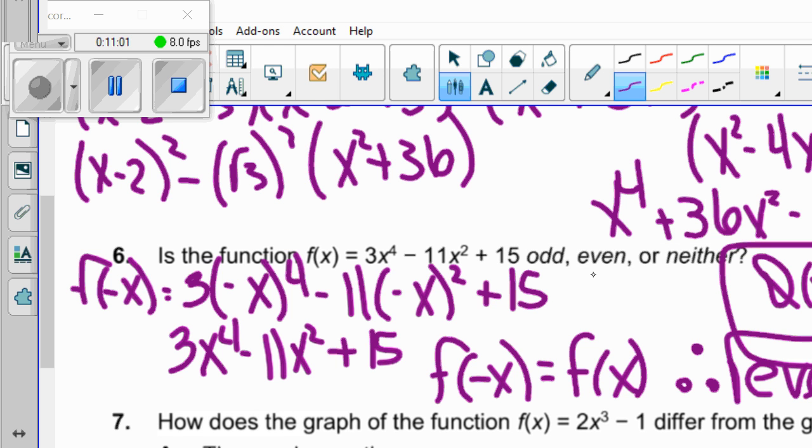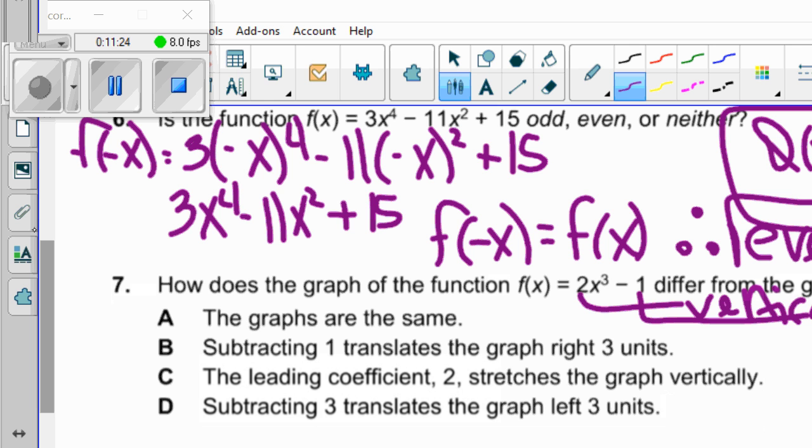Number 7, how does the graph of the function f of x equals 2x cubed minus 1 differ from the graph of its parent function? Well, I know that that 2 is going to be a vertical stretch, right? So this is a vertical stretch. So I'm just going to write down what I know and then check for my answers. I know this minus 1 goes down 1.